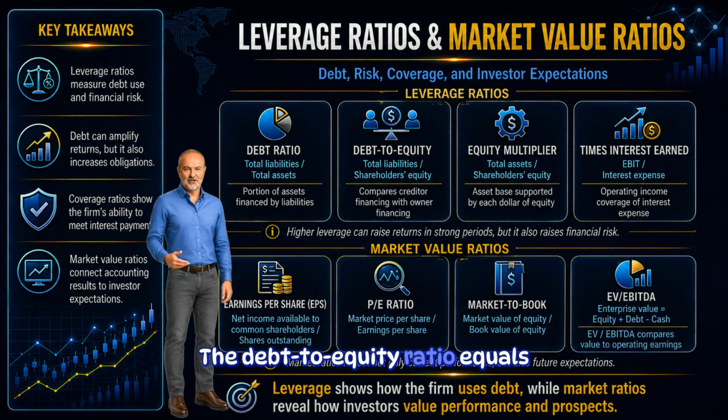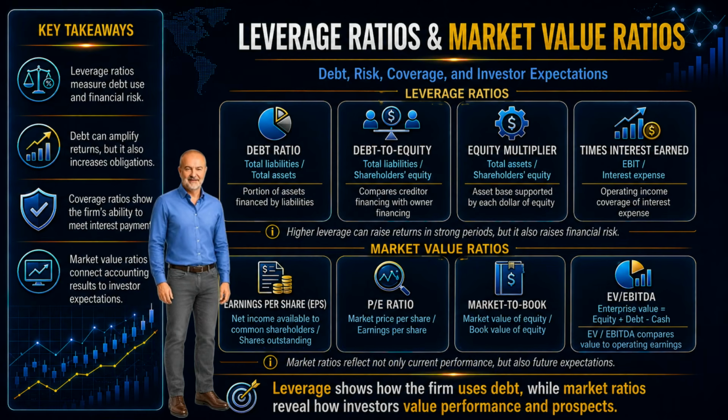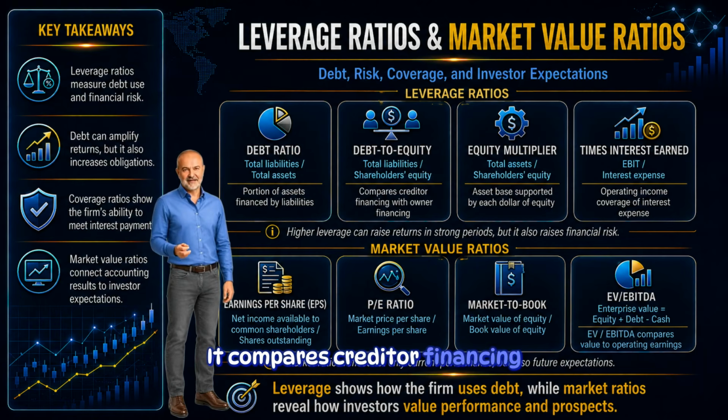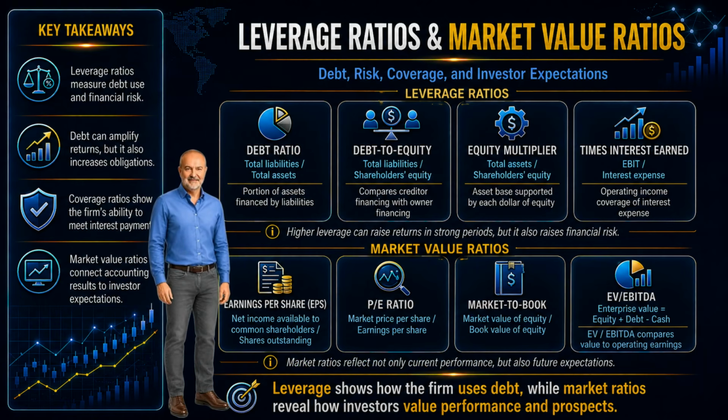The debt-to-equity ratio equals total liabilities divided by shareholders' equity. It compares creditor financing with owner financing. The equity multiplier equals total assets divided by shareholders' equity. It shows how much of the asset base is supported by each dollar of equity. Times interest earned equals EBIT divided by interest expense. It measures how many times operating income covers interest expense.